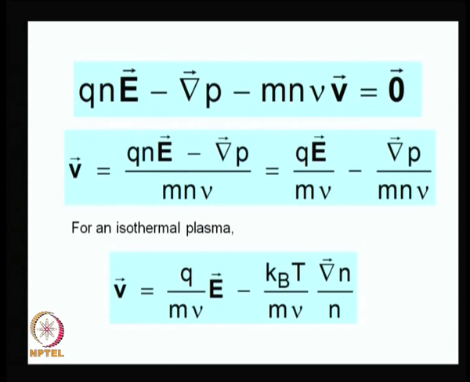Now, from this equation of motion, we can immediately write an expression for V, which is q n E minus grad P upon m n nu, and we get two terms. For the case of isothermal plasmas, the pressure gradient term can be expressed as kBT grad n, and so we have V is equal to q upon m nu E minus kBT upon m nu grad n upon n. This is the solution for drift velocity.